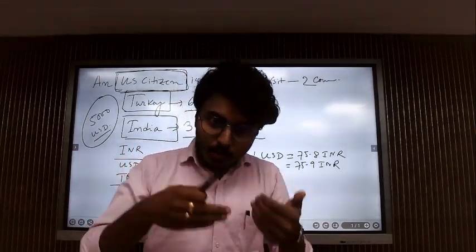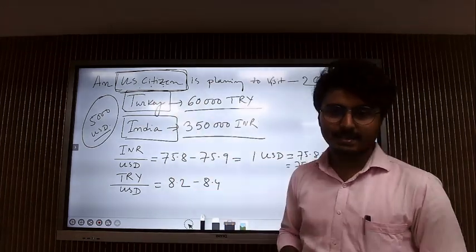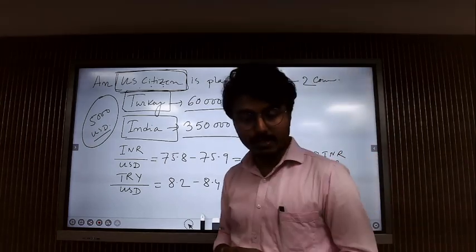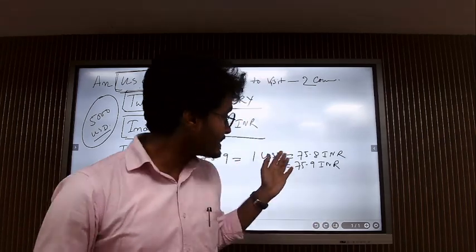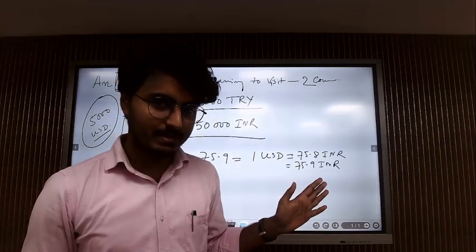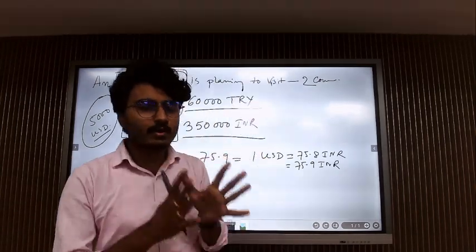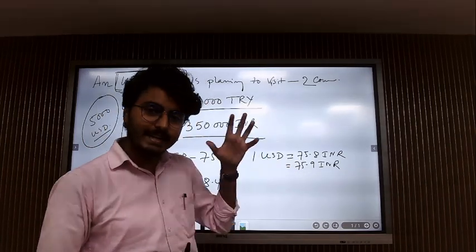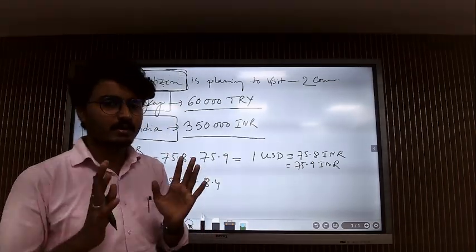But in our problem, US citizen means the person holds the US dollar. And this is not the direct quote of USD. So at first, we just convert this indirect quote to direct quote. Then we start our particular problem.